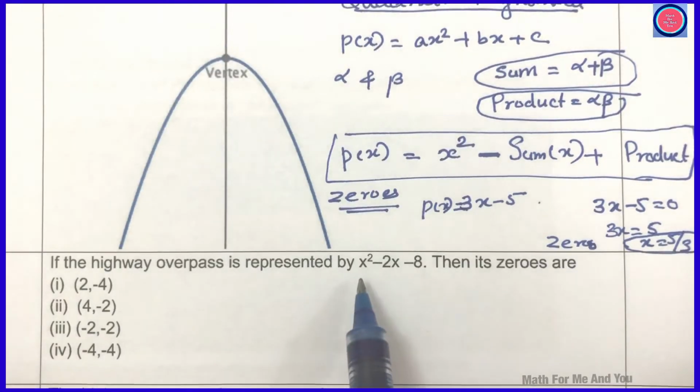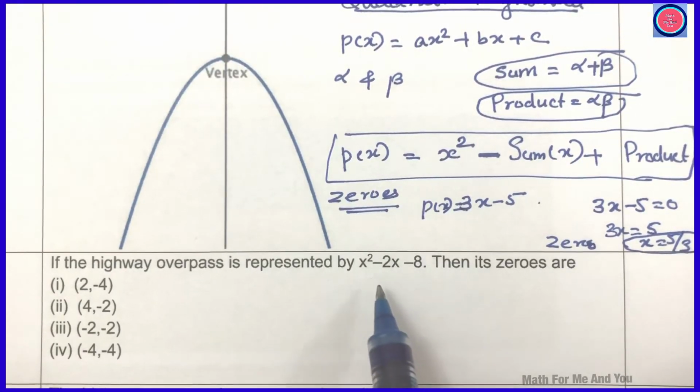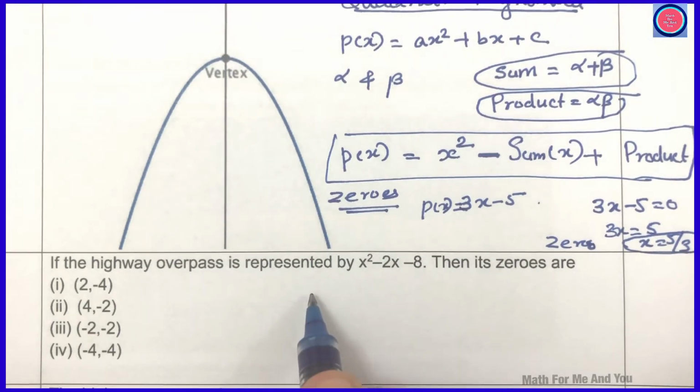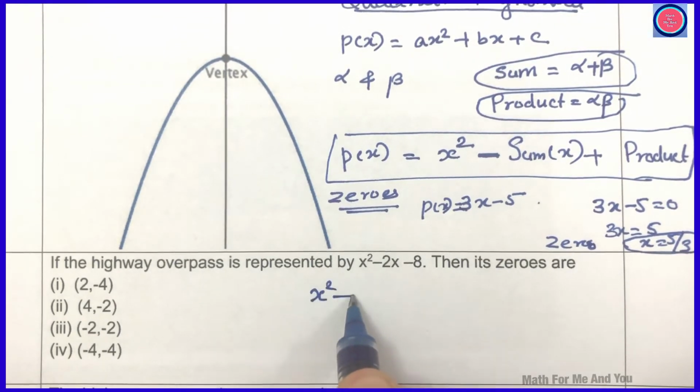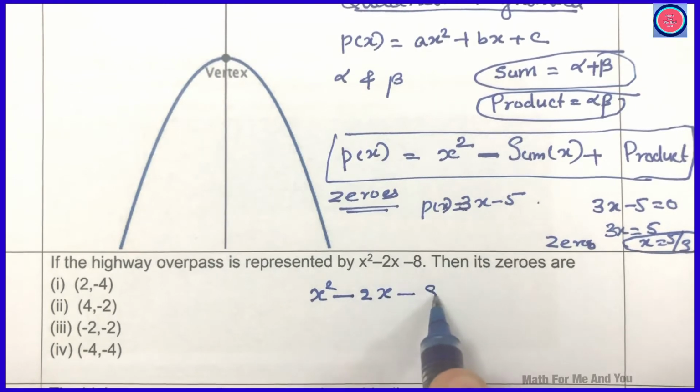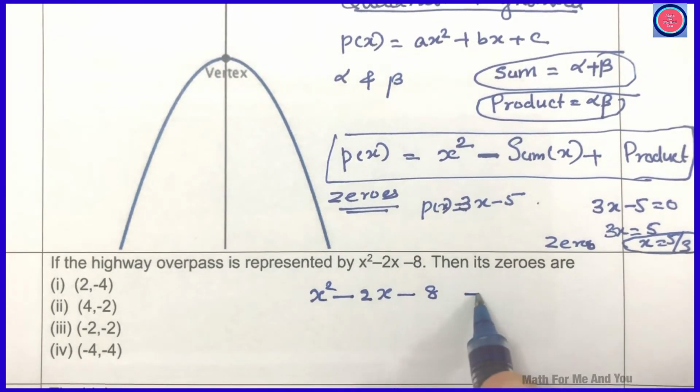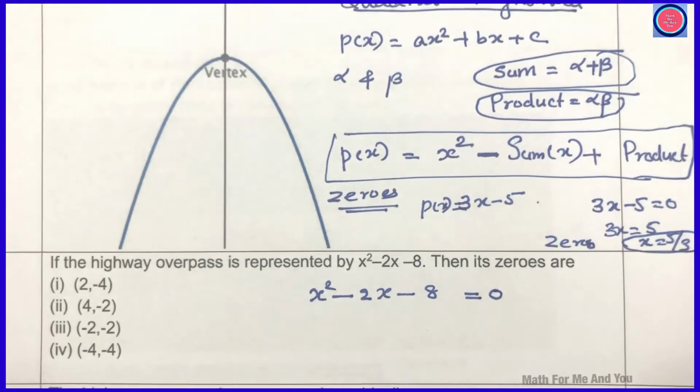Now we can answer the question. If the highway underpass is represented by the equation x square minus 2x minus 8, then the zeros are. How can we find the zeros? If we get any polynomial, we can find the zeros. Just consider the polynomial and equate to 0. X square minus 2x minus 8 we will take and write it as equal to 0. It is a quadratic polynomial. We can factorize to get the values of x.